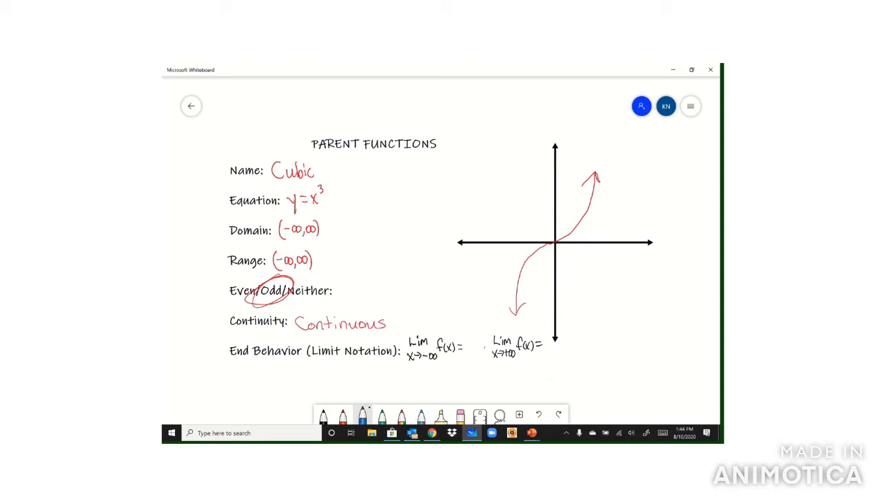And the end behavior, if you go left, you go down, so negative infinity here. And if you go right, you go up, so positive infinity there.